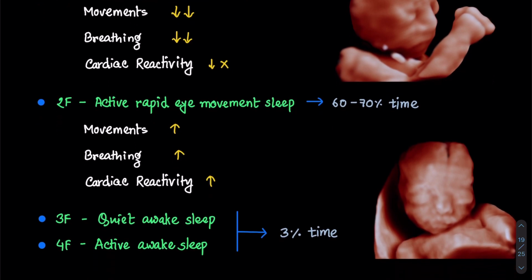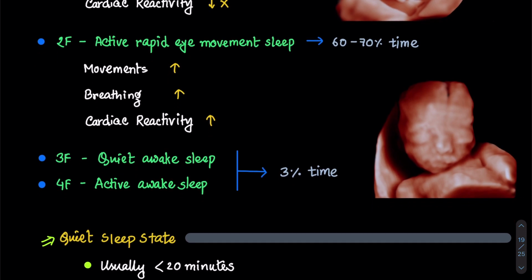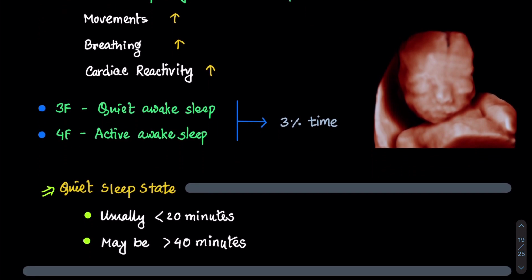quiet sleep state. State 2F represents a period of active rapid eye movement sleep, during which time the fetus actively moves, breathes, and has increased beat-to-beat variability of the heart rate and displays heart rate accelerations. This occupies about 60 to 70% of the fetus's time in late pregnancy. Both 3F, representing quiet awake sleep, and 4F, or active awake sleep, help finish our biophysical profile easily, as we can understand by their name.